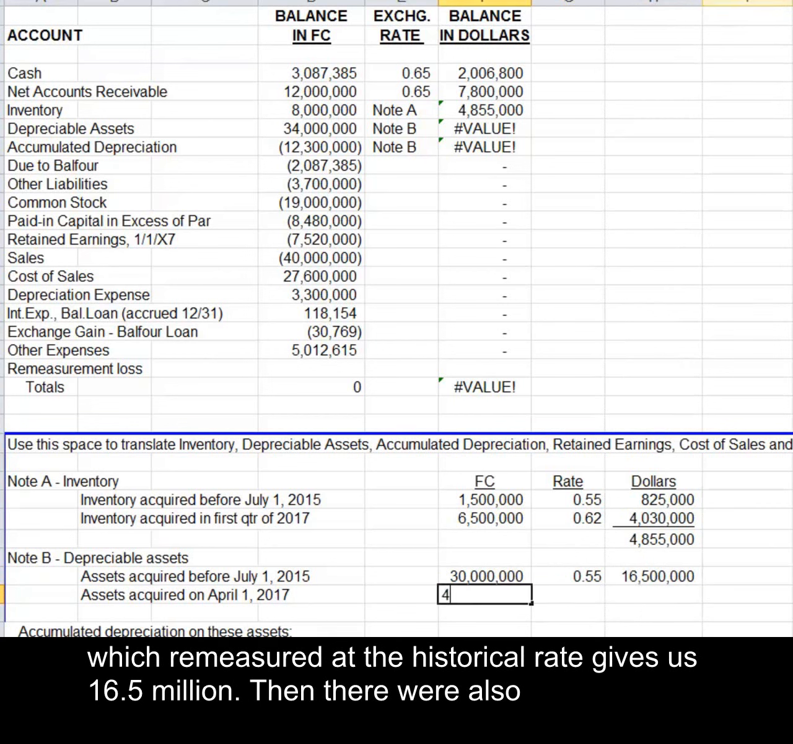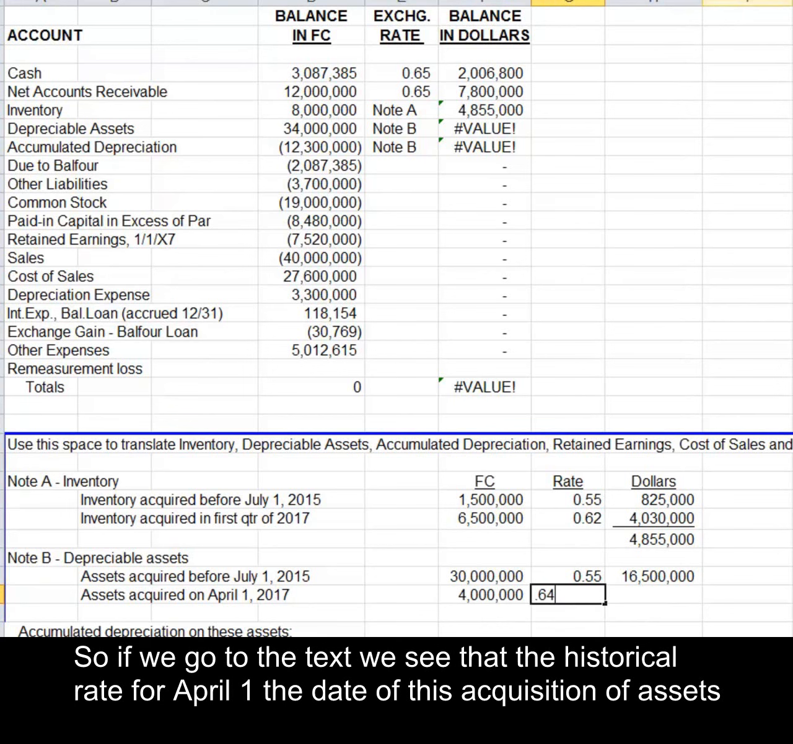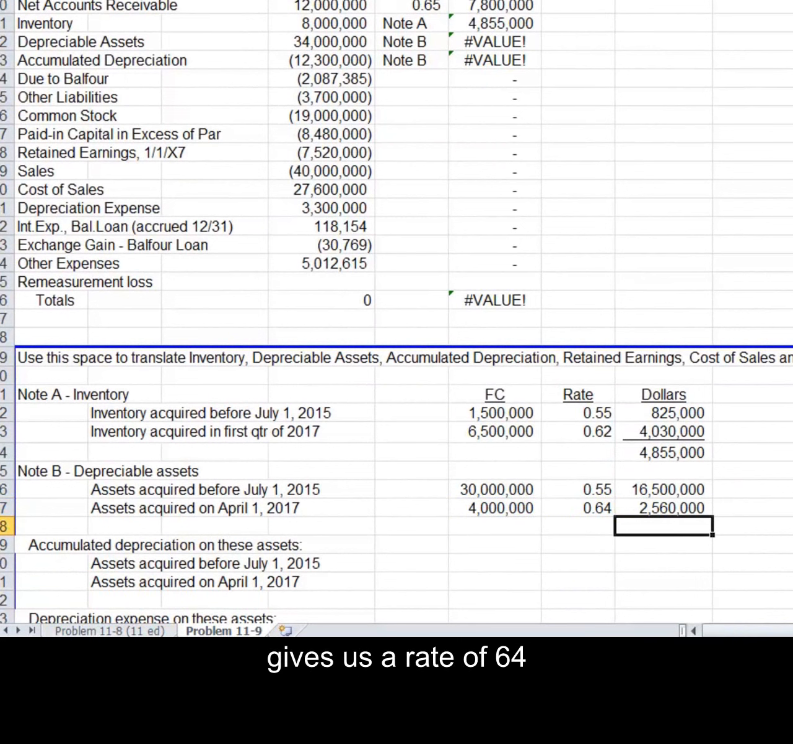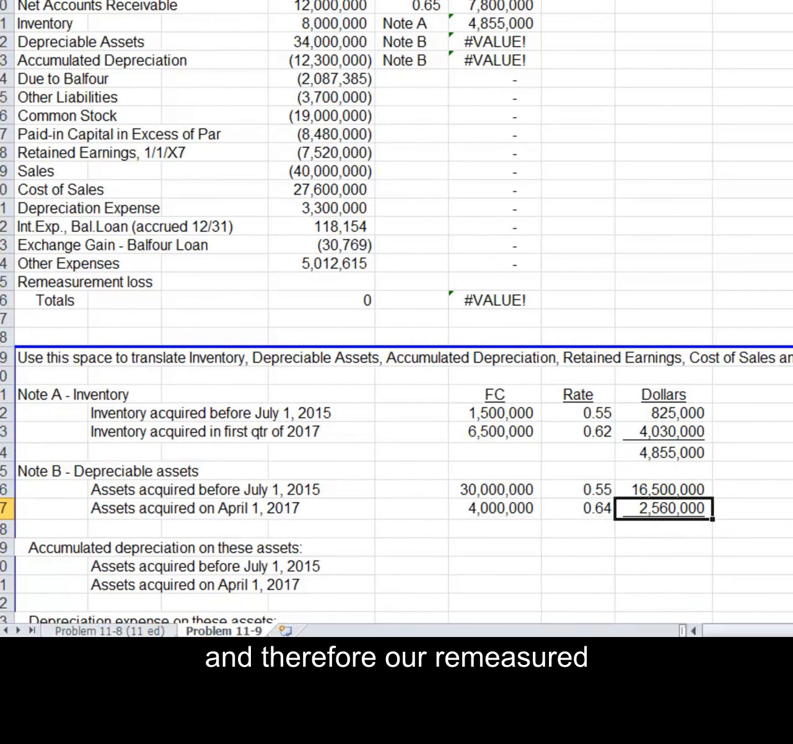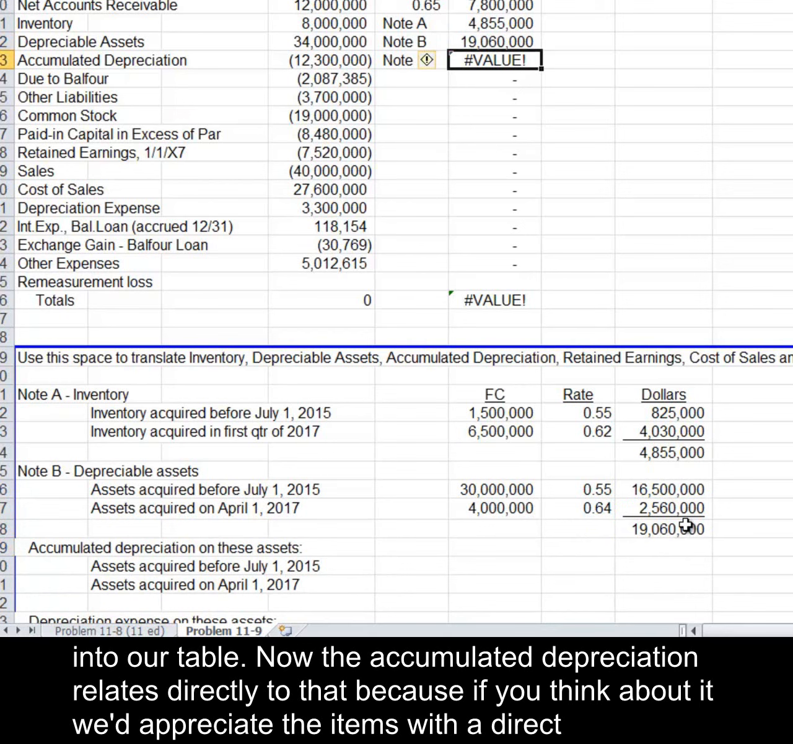Then there were also some assets that were acquired on April 1st, 2017. So if we go to the text, we see that the historical rate for April 1st, the date of this acquisition of assets, gives us a rate of 64, and therefore our remeasured assets are 2,560,000, the sum being 19,060,000, which then again goes up into our table.